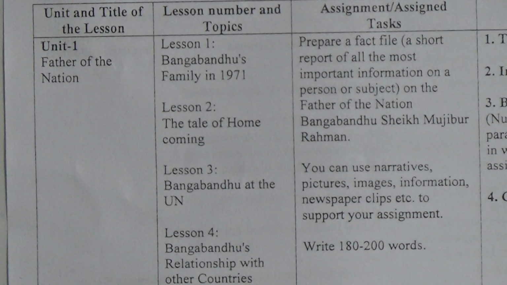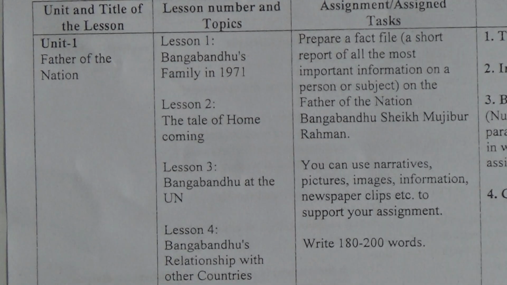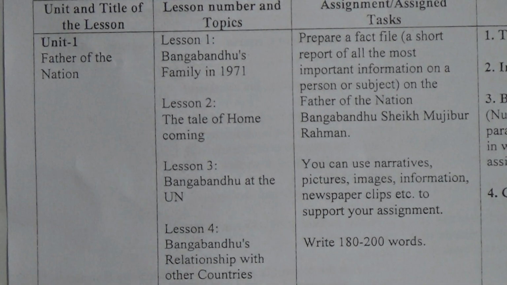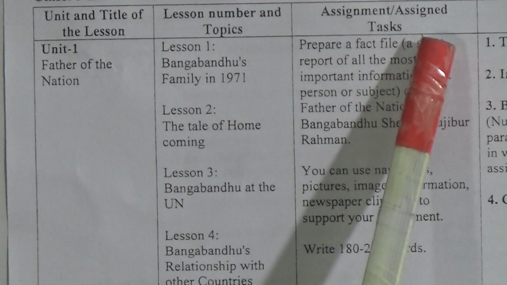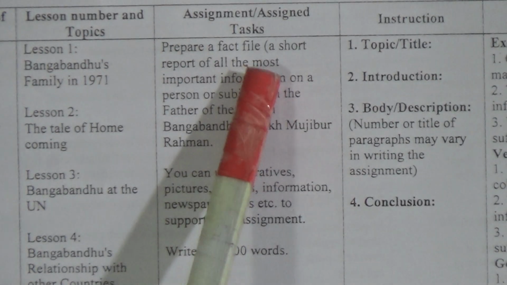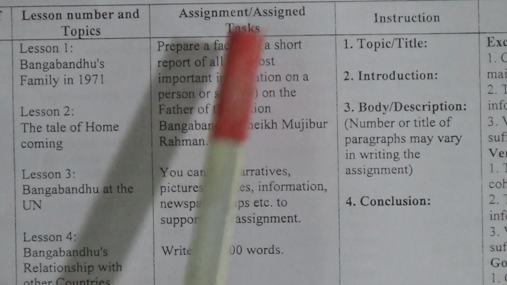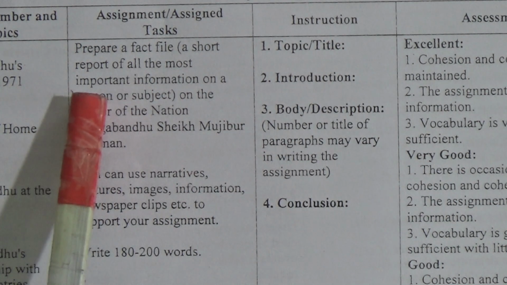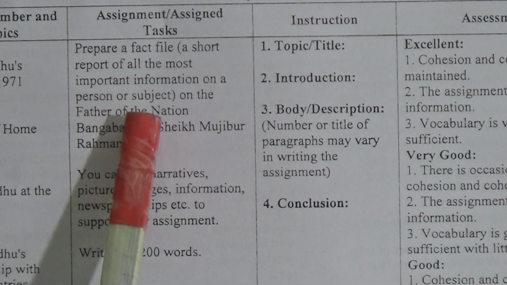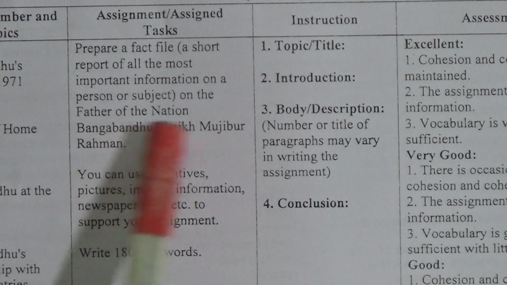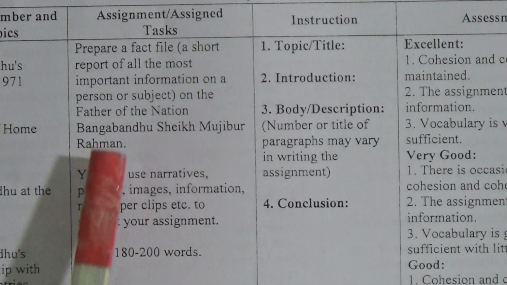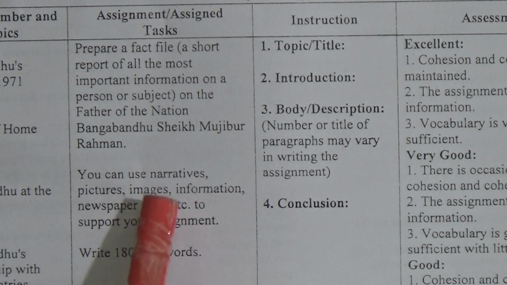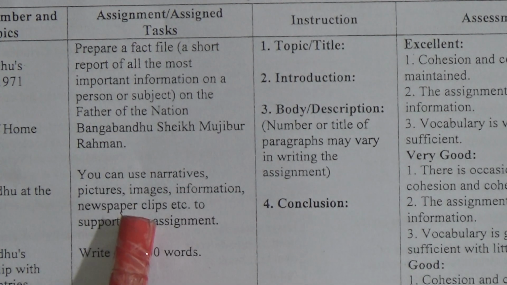So from lesson 1 to 4, you have to give information about the father of our nation, Bangabandhu Sheikh Mujibur Rahman. So what is the assigned task? Prepare a fact file, in brackets, a short report of all the most important information on a person or subject, on the father of the nation, Bangabandhu Sheikh Mujibur Rahman. And for this, you can use narratives, pictures, images, information, newspaper clips, etc.